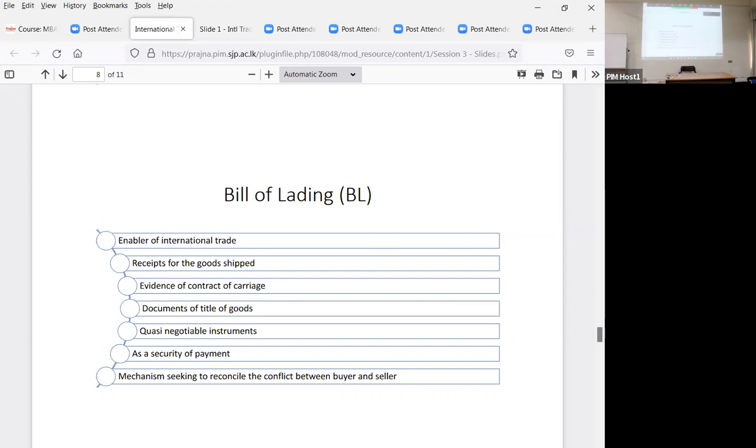Simply because we are dealing with two jurisdictions, one in India, the exporter, and one in Sri Lanka, the importer, two different countries, two different jurisdictions, laws are different, the language may be different, body language may be different, the time zone may be different, culture may be different. So obviously there is a chance of misunderstanding when the goods are delivered. At the end of the day, goods have to be delivered to conclude the international trade.